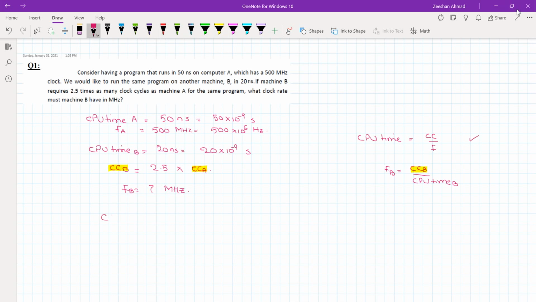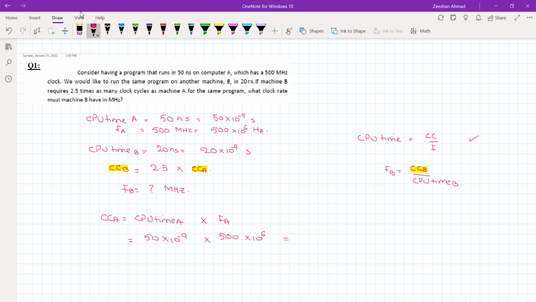So it means the cycle count of A will be equal to the CPU time of A multiplied by the clock rate of A here. Okay, multiply, not the convolution, just to avoid confusion. So the CPU time of A is basically 50 into 10 raised to power minus 9, multiplied by the clock rate of machine A, which is 500 into 10 raised to power 6 here.